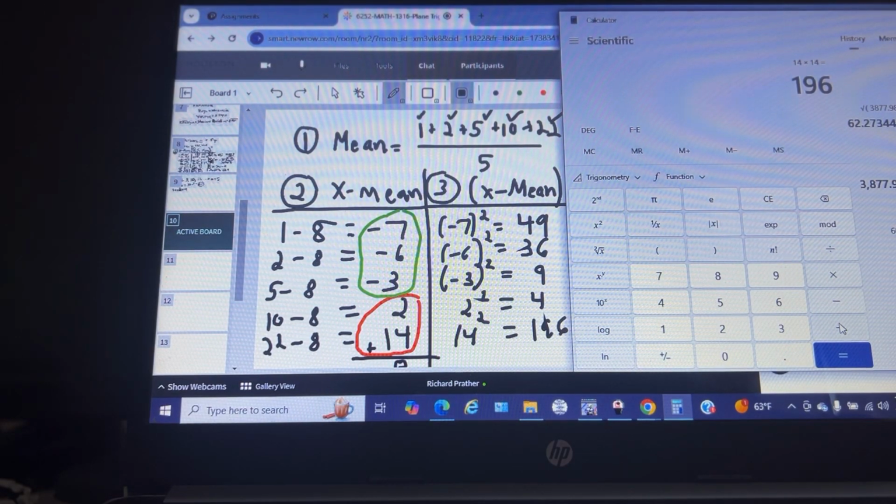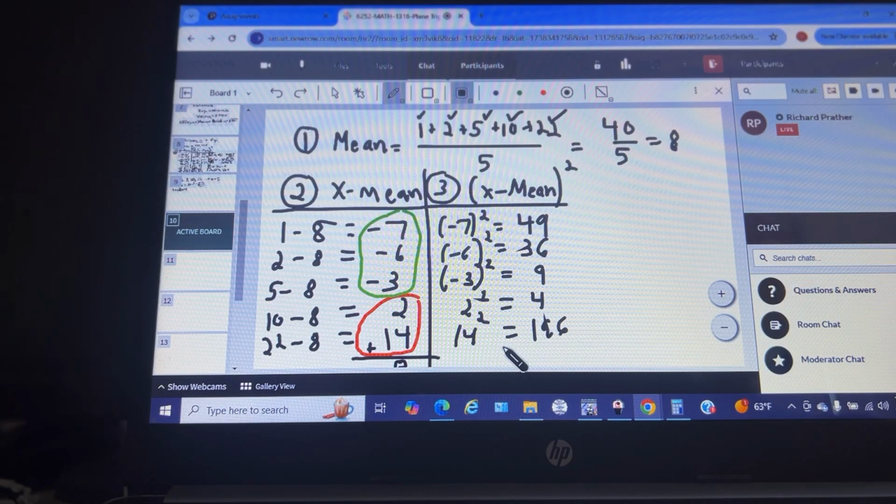So now if I add this column up, 196 plus 4 plus 9 plus 36 plus 49, it's not going to add up to 0. 294. So that's step 4, is to sum up the squares. The sum of this column is 294. Whoops. Starting to write the 9. 294.